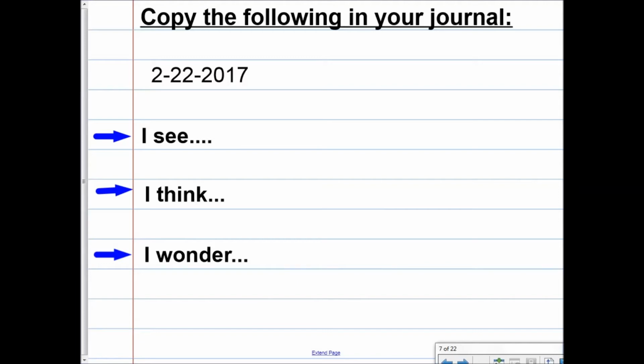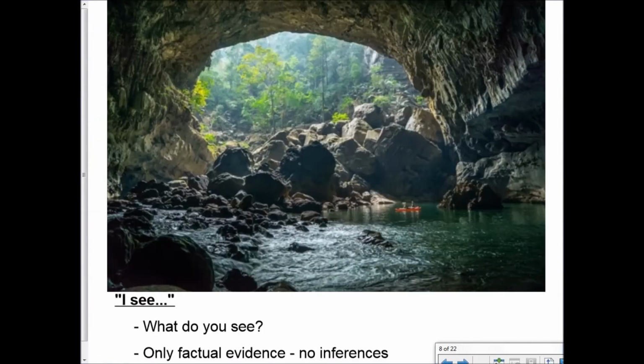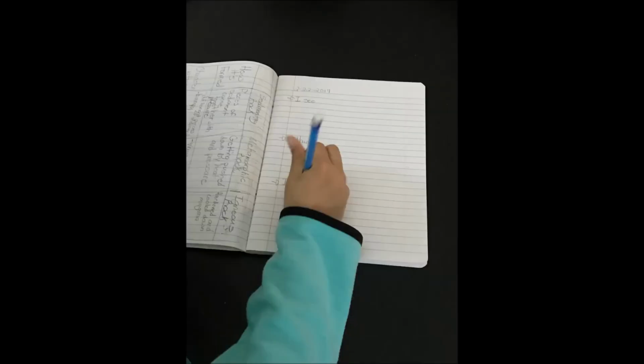Show the piece to the students the first time with only the directions of record what you see. This is to only be factual observations, not inferences. Students should have independent time to record and think before sharing out.